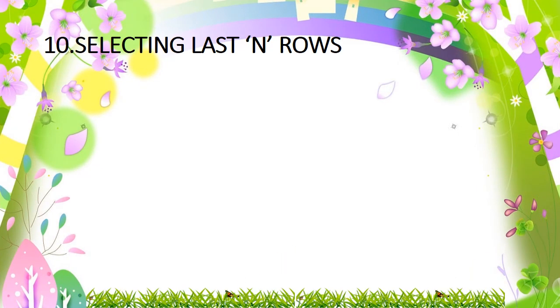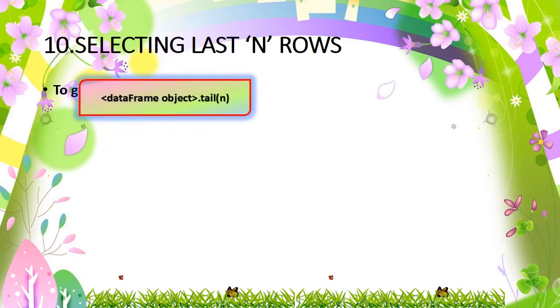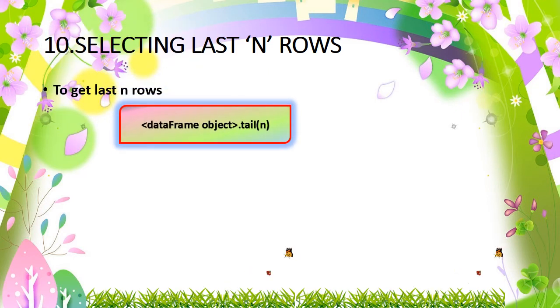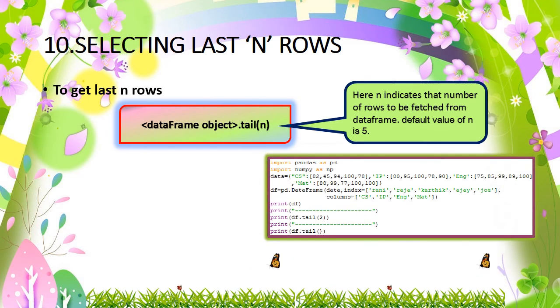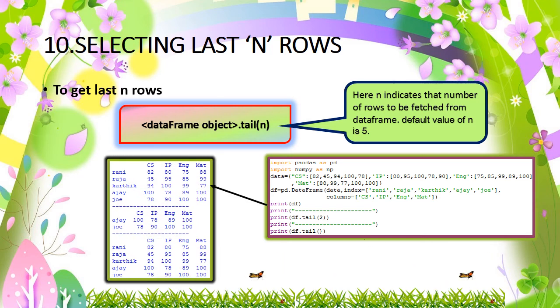For the last rows you can use the tail function. The general form for tail is data frame object dot tail of n. Here also, like the head function, the default value is 5 if we do not mention the n value. So here tail of 2 means the last 2 rows are accessed, Ajay and Joe, and here the n value is not given, so the last 5 rows.